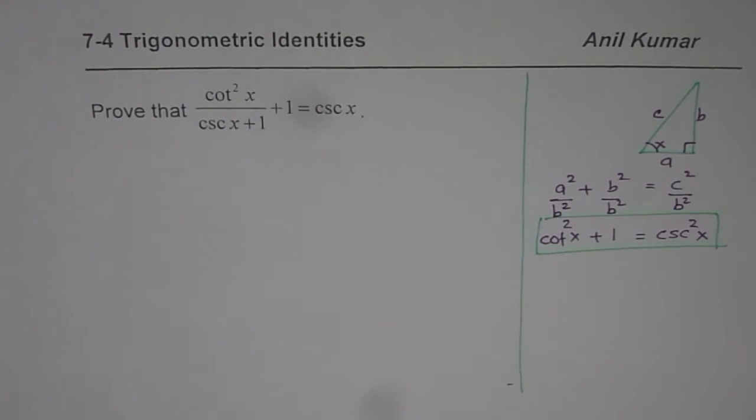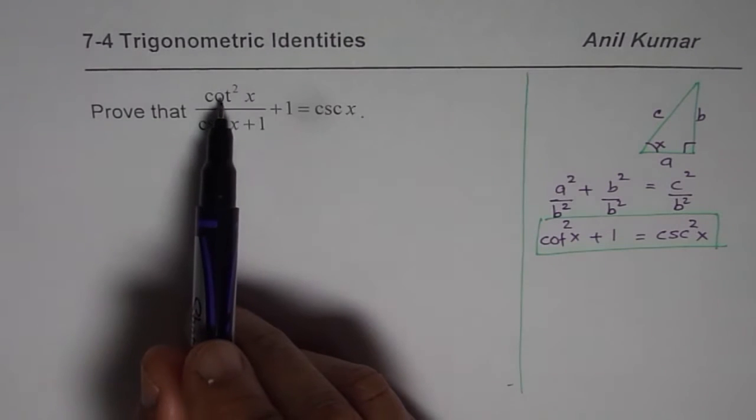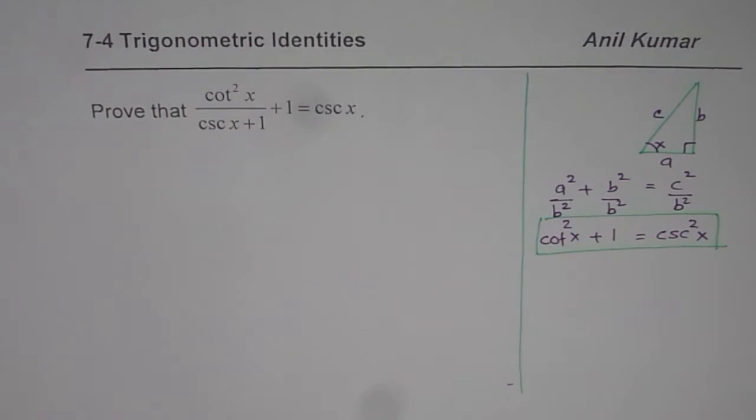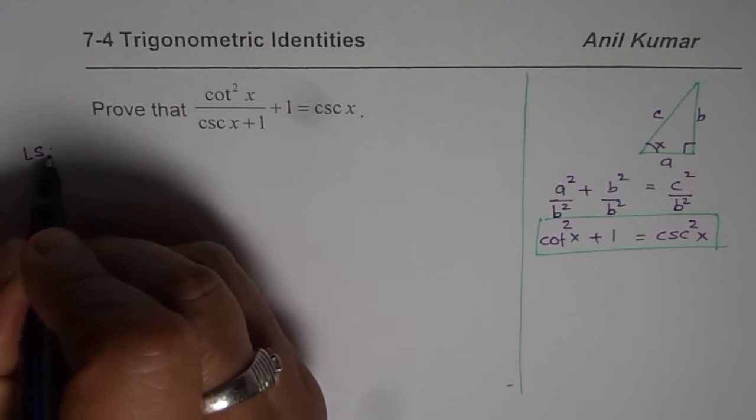Well, if you don't want to use it, then a very simple solution here is that you can write cot and cosecant in terms of sine and cosine, correct? Start with the left side, you will land up with the right side, correct? So that is the way. But I'm going to use it and show you a shorter way of doing it. It saves a lot of time.